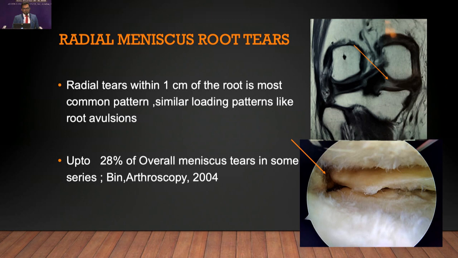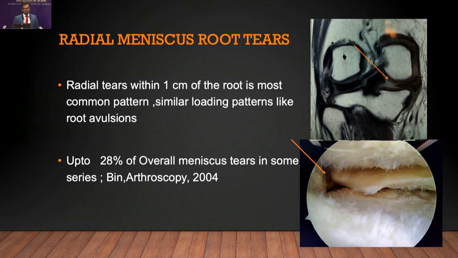So these are the radial meniscus root tears, how they look intraoperatively. They are within 1 centimeter of the root, and the loading patterns are similar to the root avulsions. And sometimes these tears are reported to be 28% of the overall meniscal tears in some series.